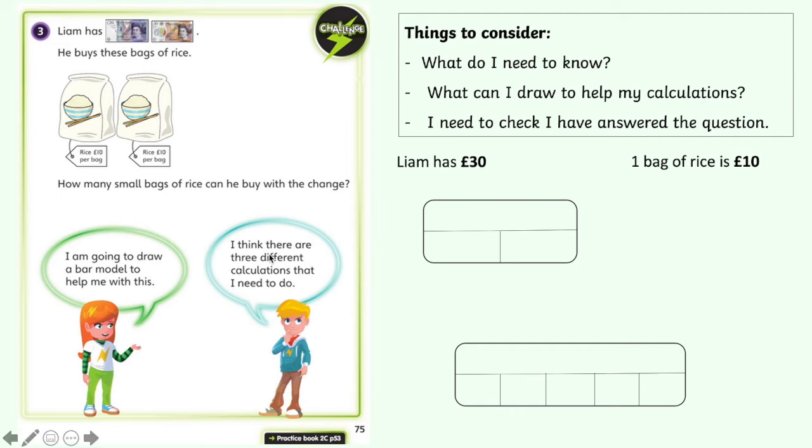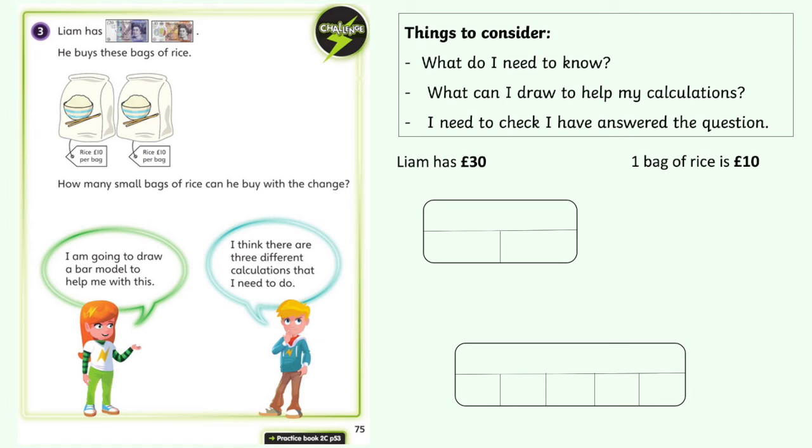So have a go at this question. I've started you off with just a few things that are helpful. So Liam has got £30 and 1 bag of rice is £10. So have a go from that point answering this question. Click pause and then click play when you're ready to go through it.